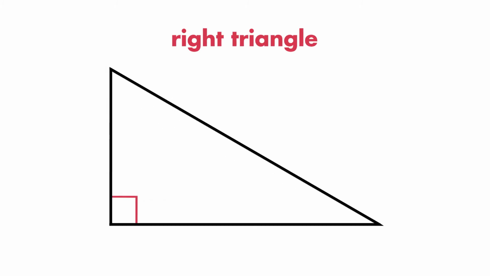Here is a right triangle. A right triangle has one right angle, or a corner that is 90 degrees. A right angle forms a square corner. The longest side is always the one that is across from the right angle.